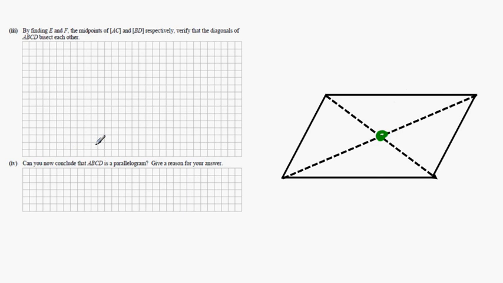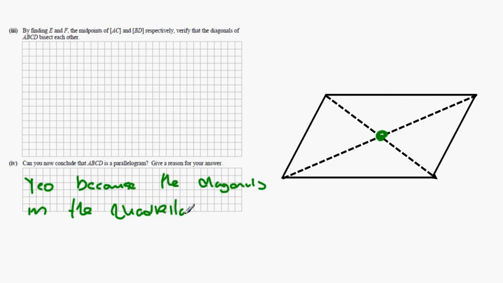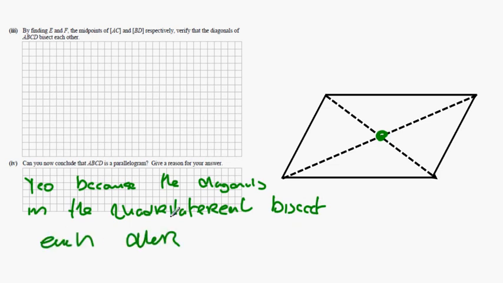So what you can say is yes, because the diagonals in the quadrilateral, which just means a four-sided object, bisect each other. And that's a general rule for them.